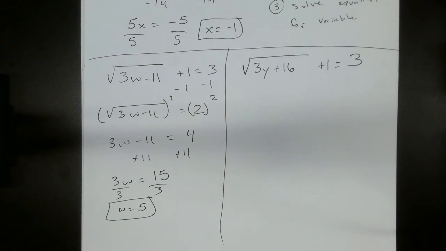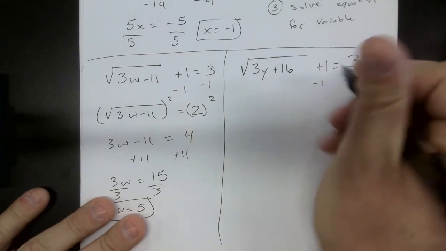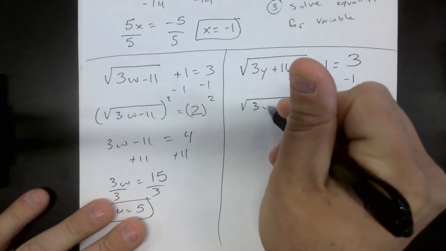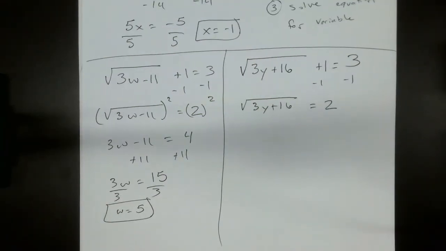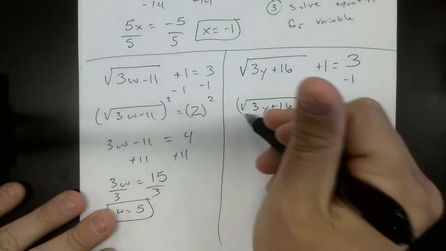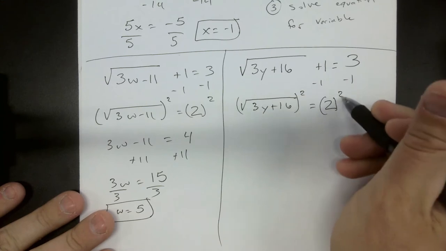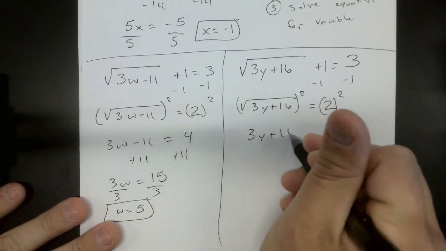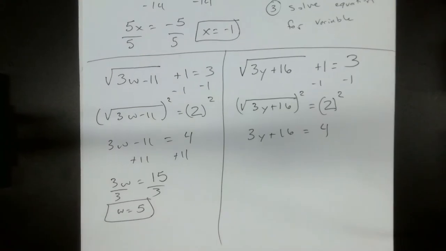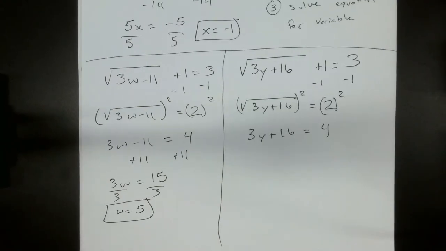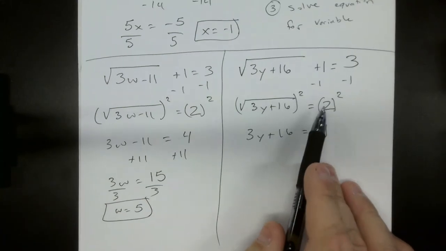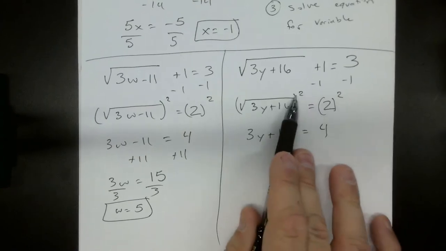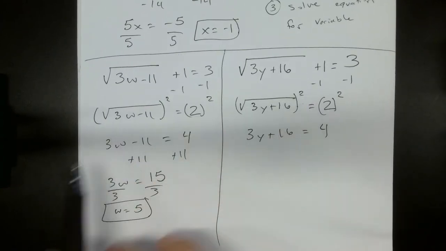What do I do first? Nice. We got to get the radical alone, right? So we're there. Okay, Gavin, what do I do next? Square both sides, which gives us 3y plus 16 equals 4. This cancels out the square root.